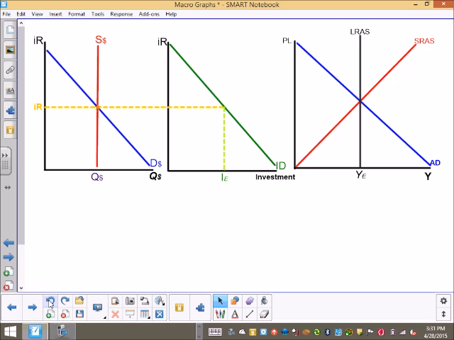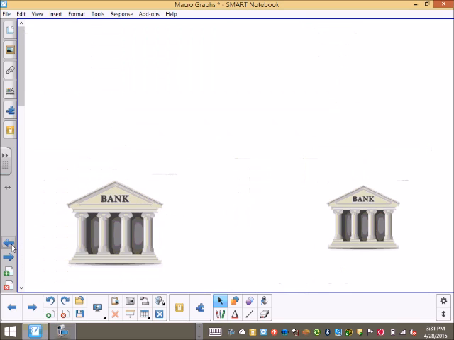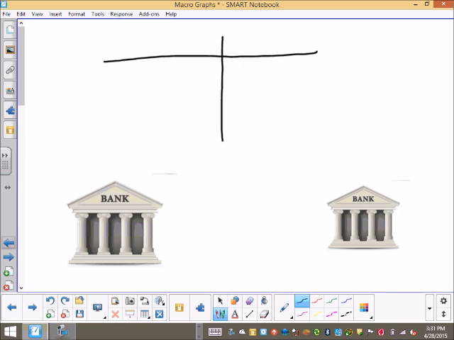Okay, now let's move on to banks. As we move on to banks, we need to make sure we are well versed with our T account. Our T account, remember, we draw our T, and we divide it up into what? Assets and liabilities.